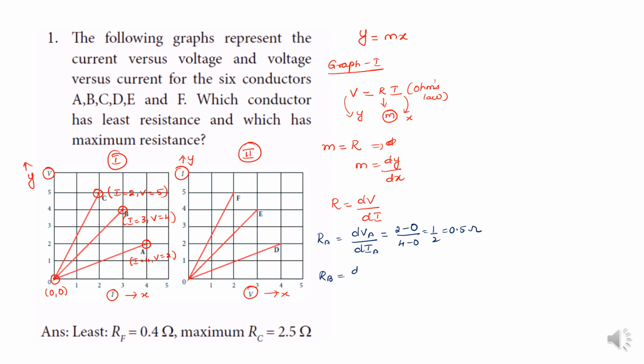RB is equal to dVB by dIB, which is equal to 4 minus 0. See, voltage here is 4, here 0, current is 3 and 0. So 4 minus 0 by 3 minus 0, which is 4 by 3, 1.3 ohms. Alright. RC is equal to dVC by dIC, which is equal to, voltage is 5 minus 0, current is 2 minus 0. So 5 minus 0 by 2 minus 0 is 5 by 2, that is 2.5 ohms. Is that clear? Right.